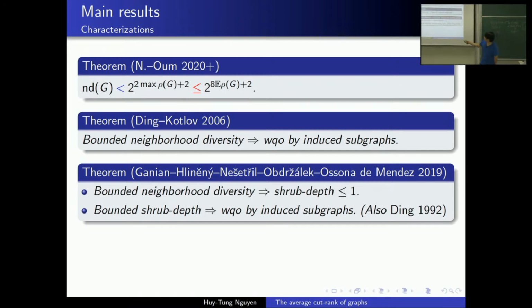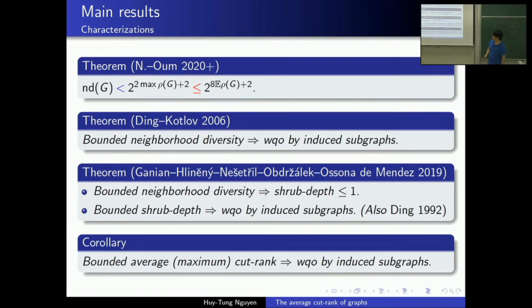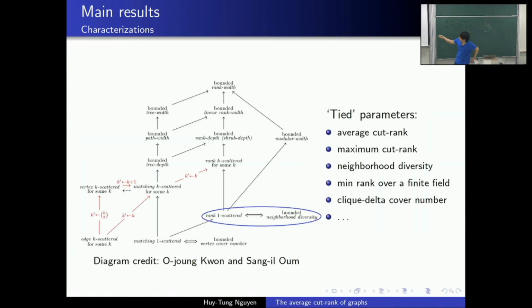Yes, okay. But so now you can see that the first result is actually implied by the second result, as I told earlier, right? And a corollary is that a class of graphs of bounded average or maximum cut rank is well quasi-ordered by induced subgraphs, because the average cut rank and the maximum cut rank are tied to the neighborhood diversity, as illustrated in this diagram, this picture.